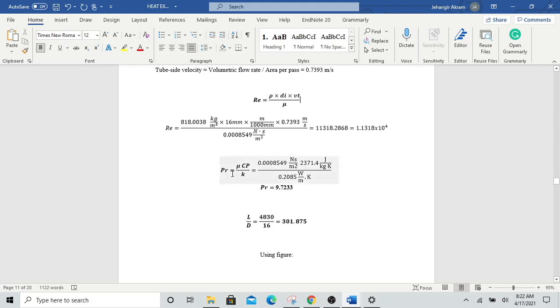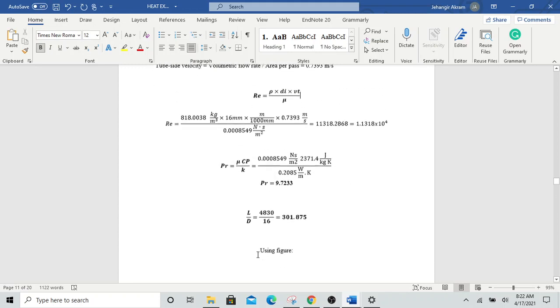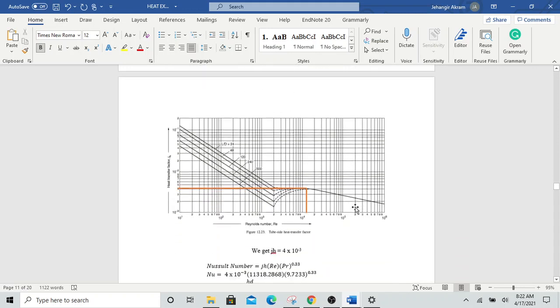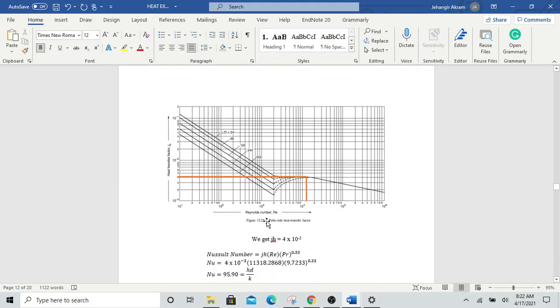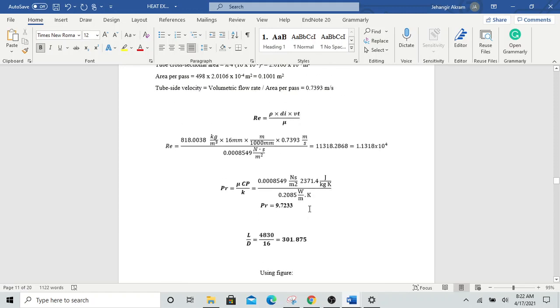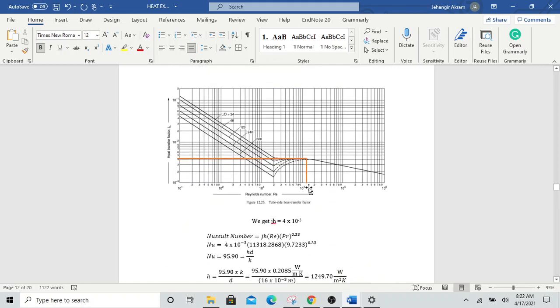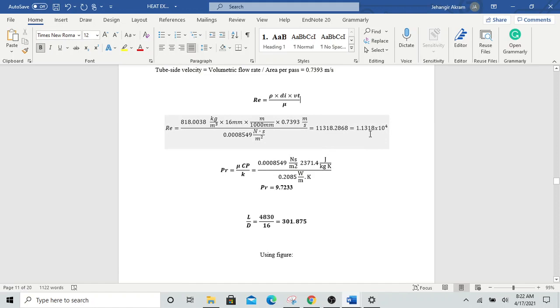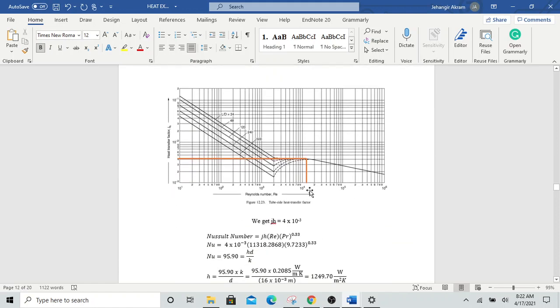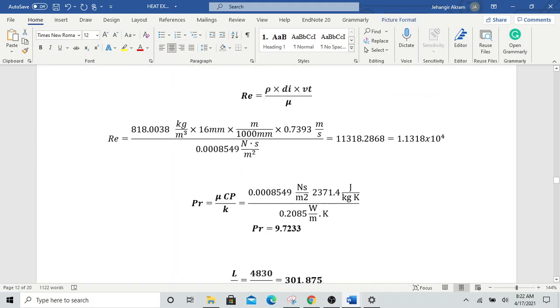Next we determine the value of the Prandtl number. It's also available directly, but you can also calculate it from the individual properties, which are temperature and pressure dependent: viscosity, Cp and k. Why did we calculate the Reynolds number? The Reynolds number will be needed to find the heat transfer factor. We will simply match the Reynolds number. In our case, what was the Reynolds number? 1.1318 times 10 raised to power 4.